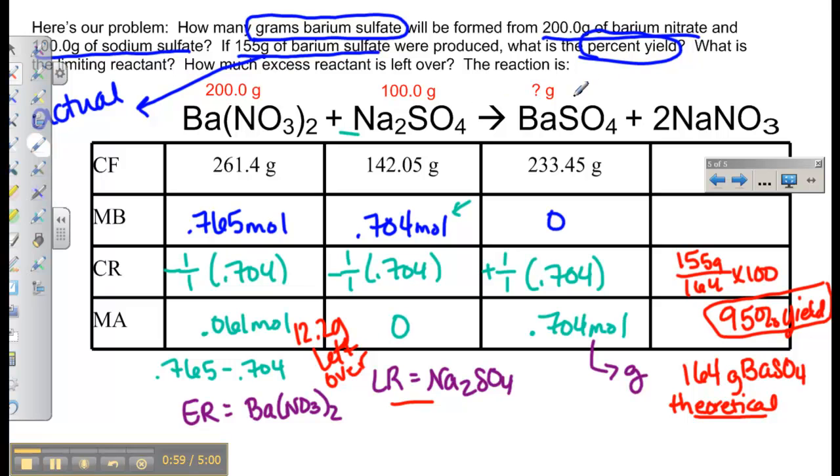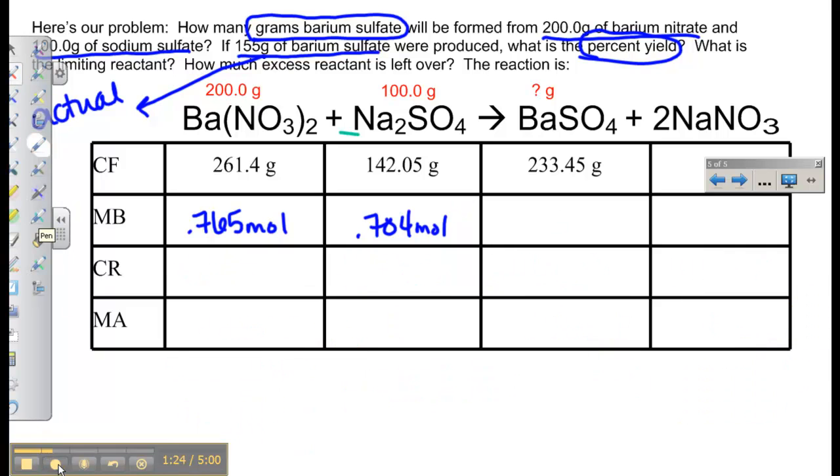Now let me show you what happens if you pick the wrong reactant. Okay? Because every once in a while, it's a very small percentage of the time, the smallest number of moles, because of the mole fractions, will actually not be your limiting reactant. So let's see what happens if you pick the wrong one. Now again, this is what's going to happen if we picked the wrong one. Let's say we picked 0.765 instead of 0.704.